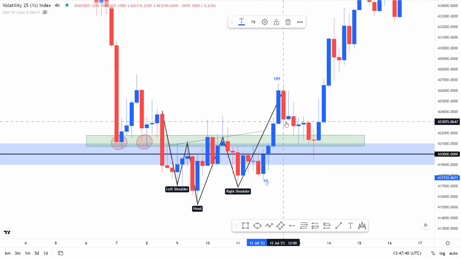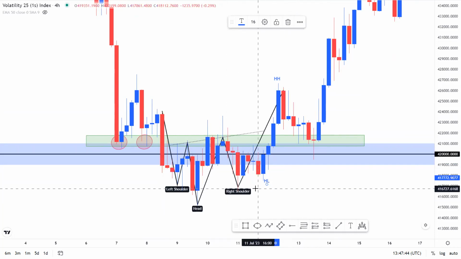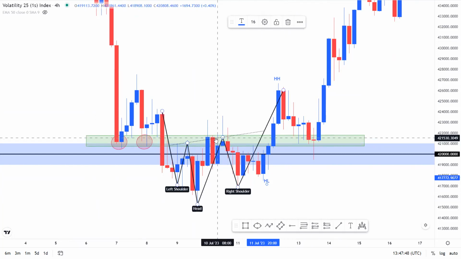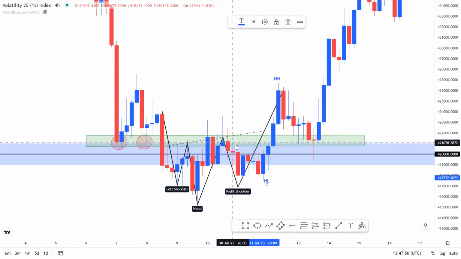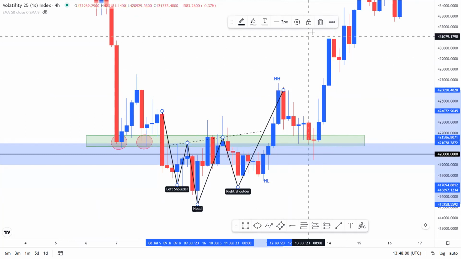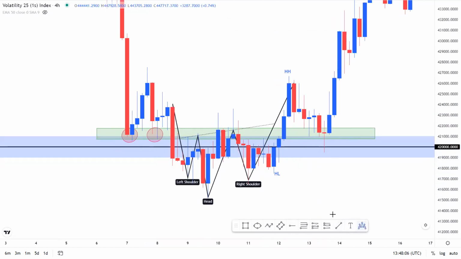Also, clearly, we had what? An inverse head and shoulder pattern with price breaking above this level, also being the neckline of our inverse head and shoulder pattern. And then, of course, if you pay attention very clearly to the price action at this level, you would see a second head and shoulder pattern right here.